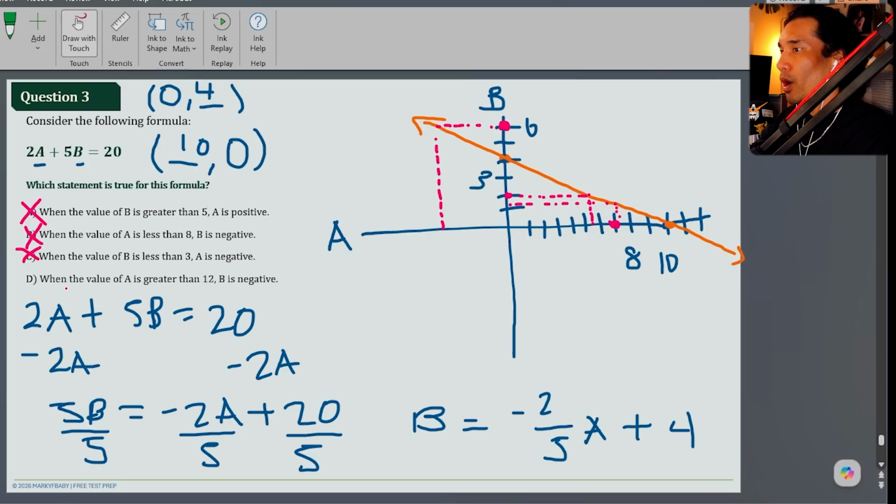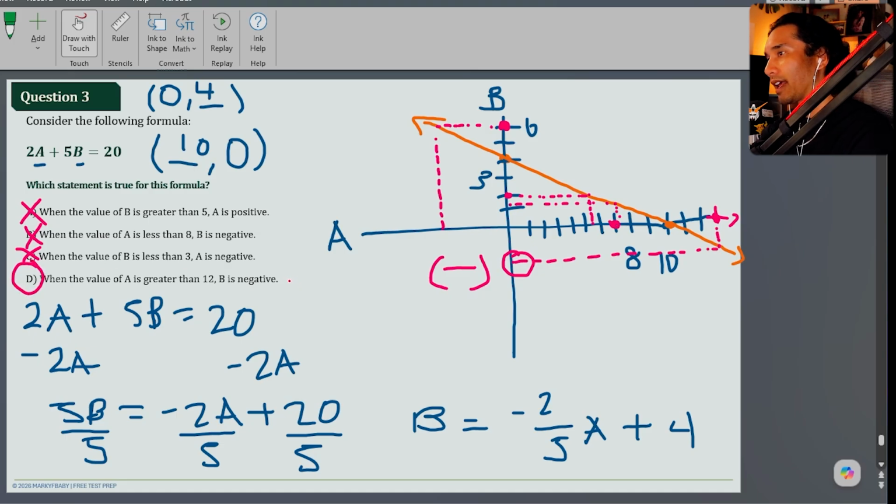Now it says here, when the value of A is greater than 12. Greater than 12. Okay. So I will choose, this is 11, this is 12. All right. And then this is 13 right here. And I'm going to go to the tightrope, touch the line, go all the way to the corresponding point. And this is in fact negative. Okay. And this is correct. D is the correct answer.